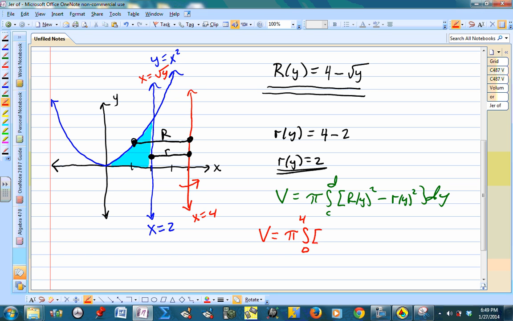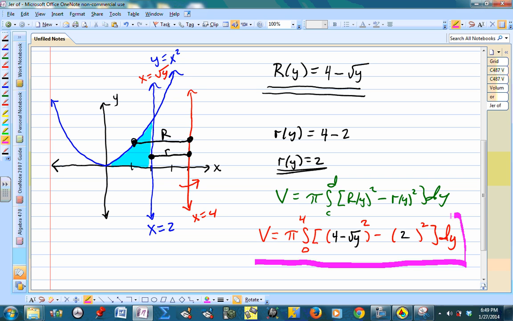And now, let's set up our integrand. We're going to have the big radius squared minus the little radius squared with respect to y. The big radius is 4 minus root y. The little radius was 2. And there you have it. This is our setup for finding the volume of the solid of revolution generated by taking the region defined in example 3 and rotating that region around the vertical line x equals 4.